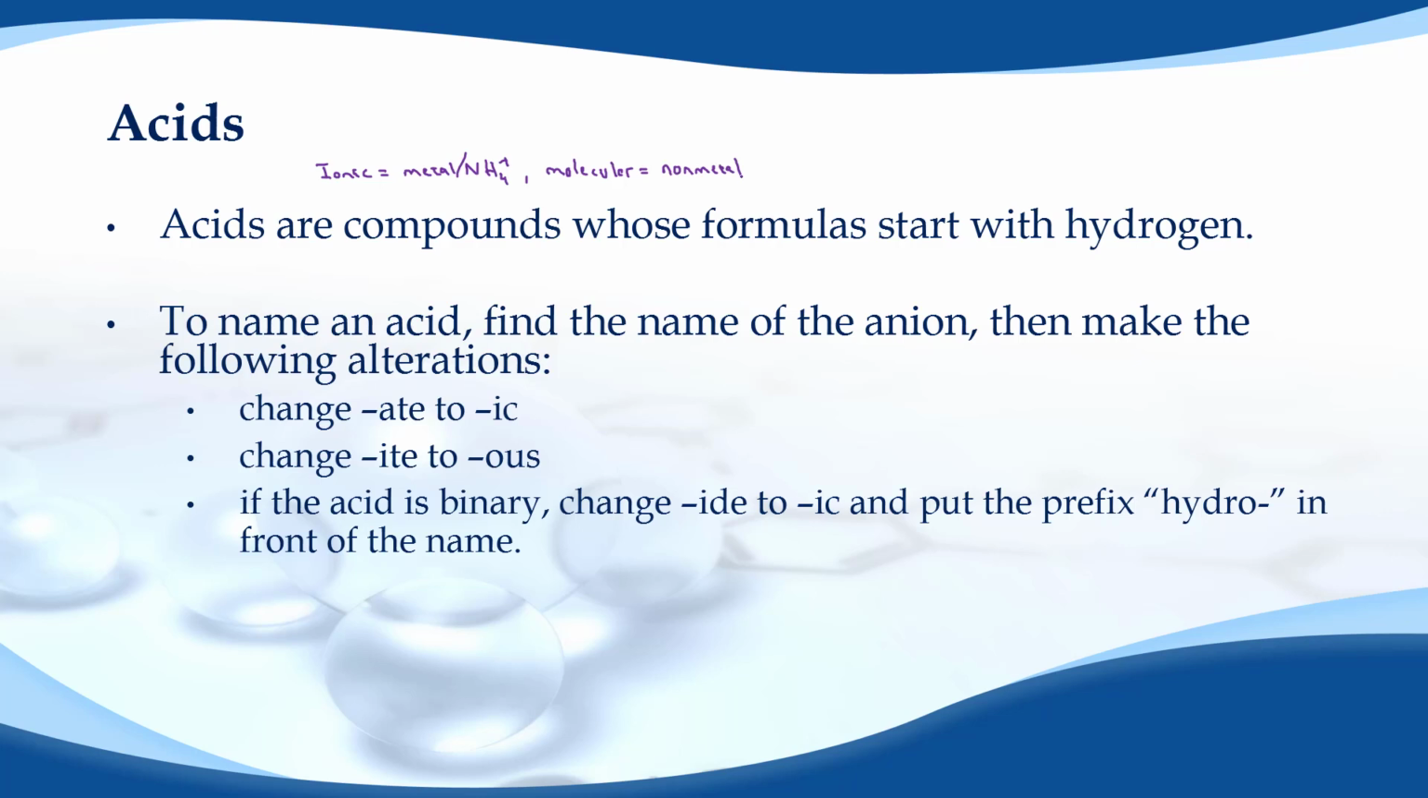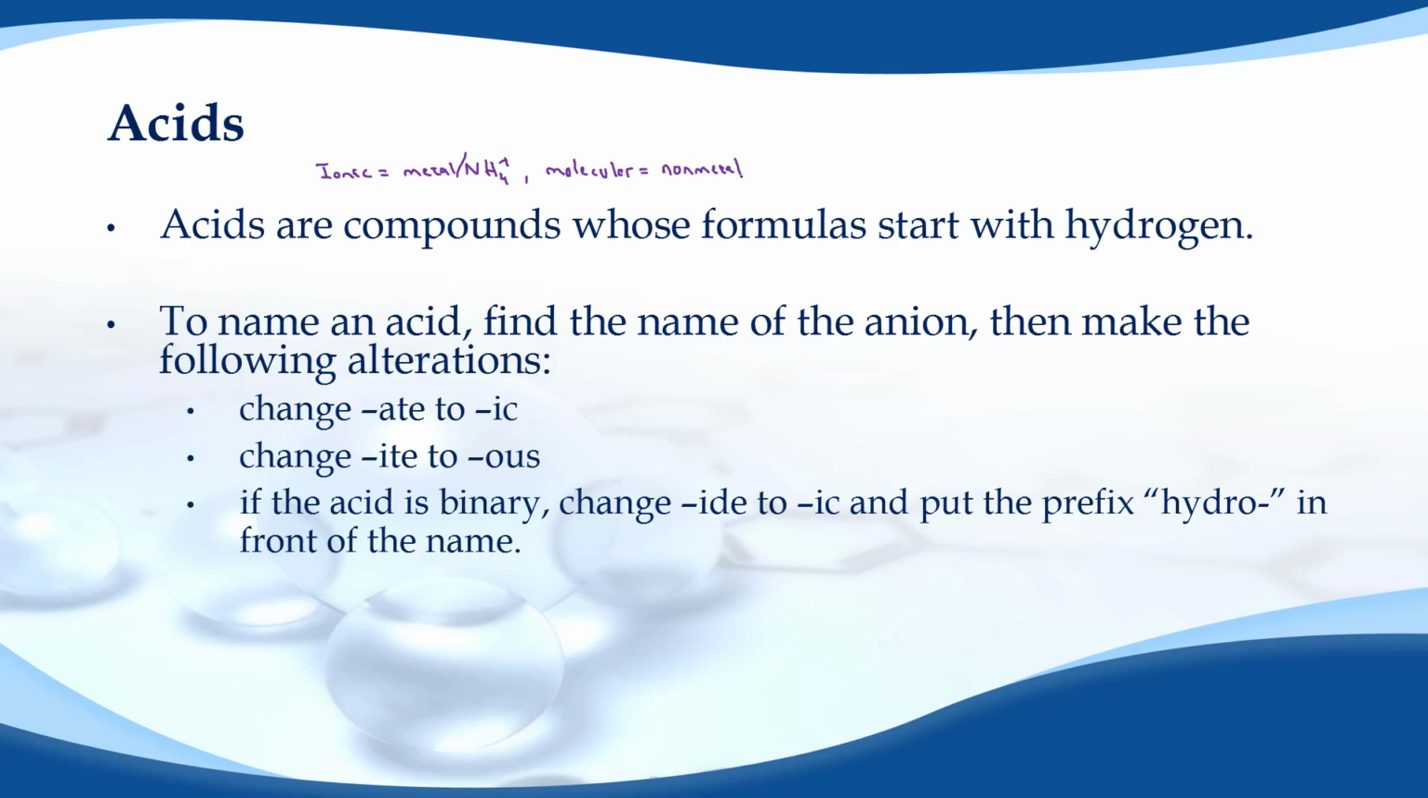Now the other type of compound that we haven't talked about yet are the binary compounds, right? So binary acids end in ide. What we do is we change ide to ic. But there's a problem, right? Because our ates already changed to ics, so we would get the same thing. So what we do to differentiate is binary acids get the prefix hydro. The acid made from the chlorate ion is called chloric. The acid made from the chloride ion is called hydrochloric.